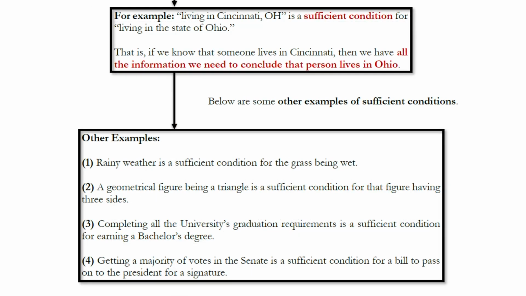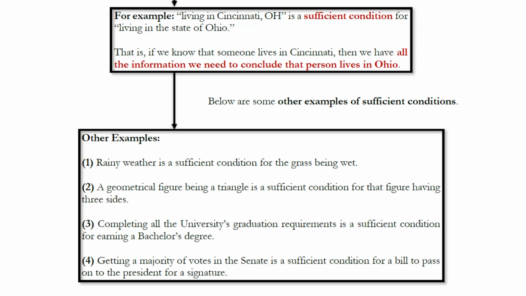Consider some other examples of sufficient conditions. Rainy weather is a sufficient condition for the grass being wet. If we are on vacation and our neighbor tells us it is raining, then we know that our lawn is getting some much needed water. Or a geometrical figure being a triangle is a sufficient condition for that figure having three sides. It is the very definition of a triangle that it must have three sides. So we know that any figure we are looking at that is a triangle is guaranteed to have three sides.